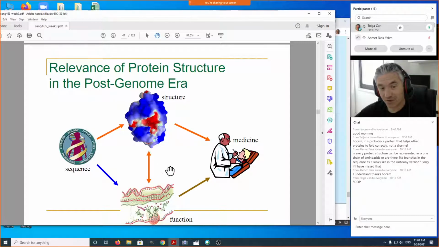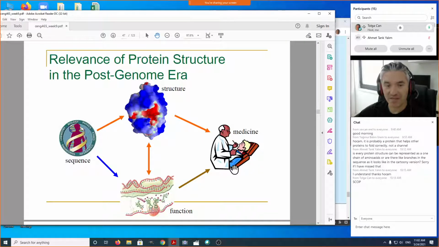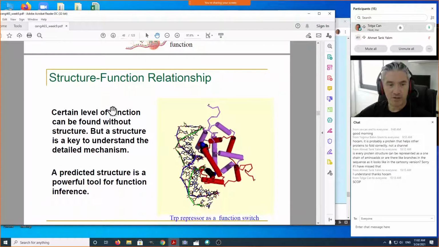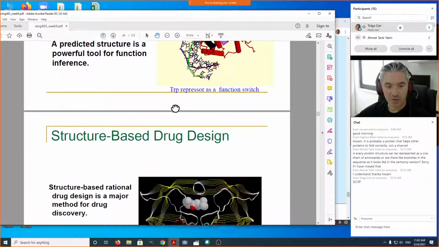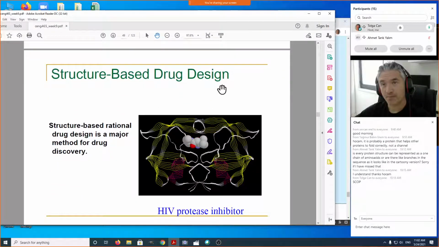First understand its function, how it works, then develop countermeasures to block those proteins or to have our body naturally construct a defense mechanism against those viral proteins. So structure and function, we know that they're really important. There's structure-based drug design. So this is also another field.